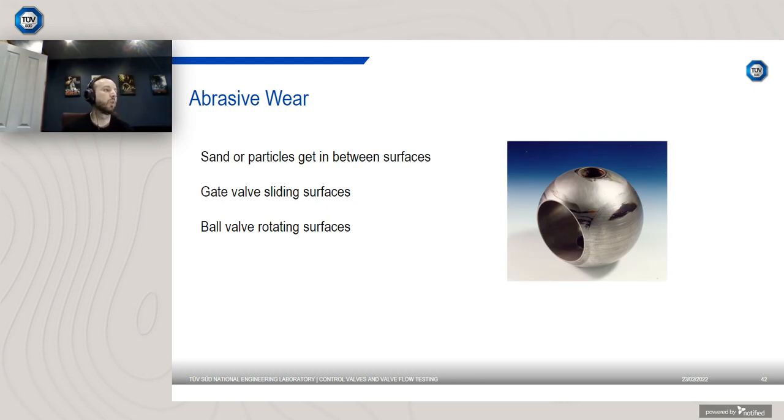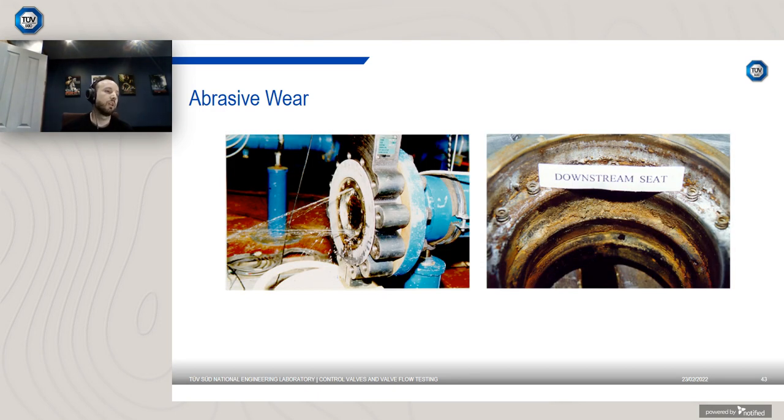Abrasive wear is where sand or other particles can get stuck in between surfaces. For example, gate valve sliding surfaces or ball valve rotating surfaces. The image here is an example of a ball from a ball valve, and sand has actually scoured the outside of the ball, and over time that's going to remove material and affect the performance and the sealing capability of the valve. And these are some images here where abrasion has caused the valve to essentially leak over time, so the valve no longer seals. It's no longer going to properly contain the fluid.